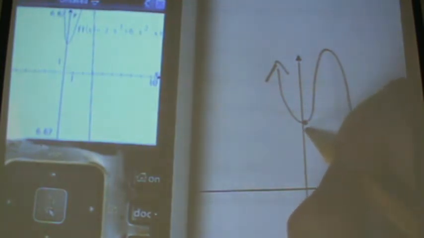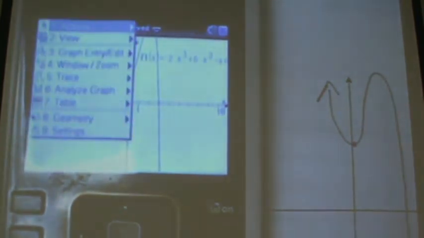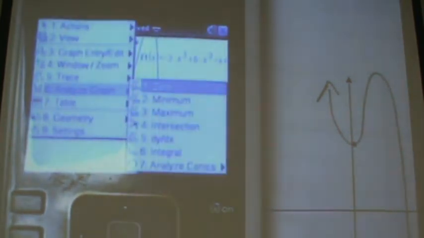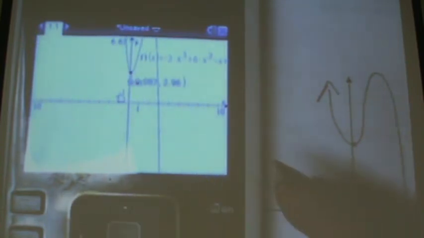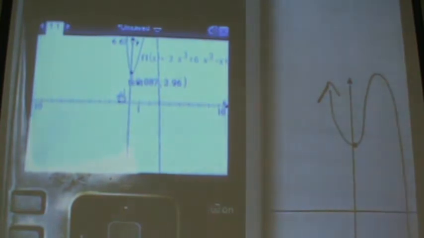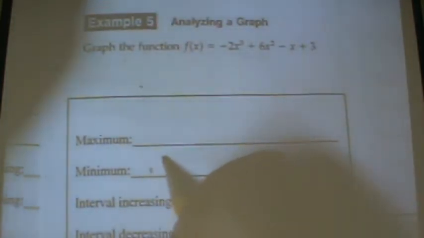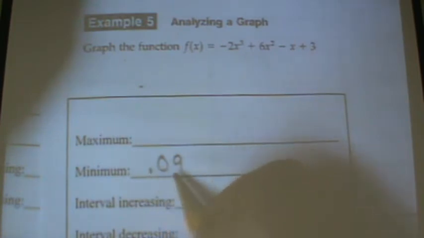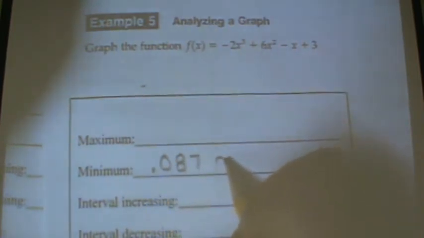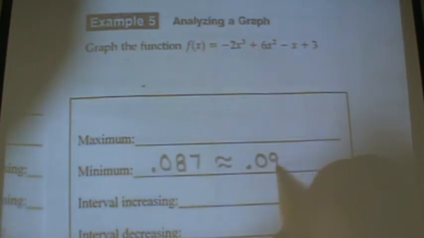Minimum. Let's find that local minimum. What do I hit? Menu, analyze graph, min, and it looks like it's between 0 and 1. Did you get .087? .087 is your minimum. Let's round to .09. .087 or .09.